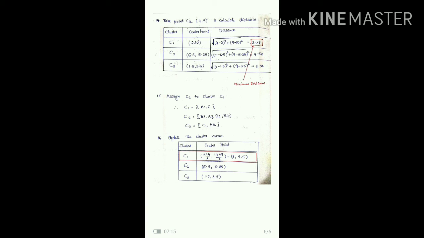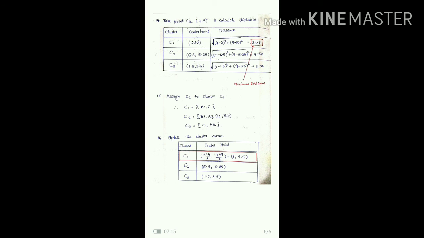Here all the objects have been taken. So the first iteration ends, and the center points are (3, 9.5) as C1, (6.5, 5.25) as C2, and (1.5, 3.5) as C3. These are the cluster means or the cluster center points. After the first iteration, there are three clusters: C1 contains A1 and C2, C2 contains B1, A3, B2, B3, and C3 contains C1 and A2. This is the first iteration.